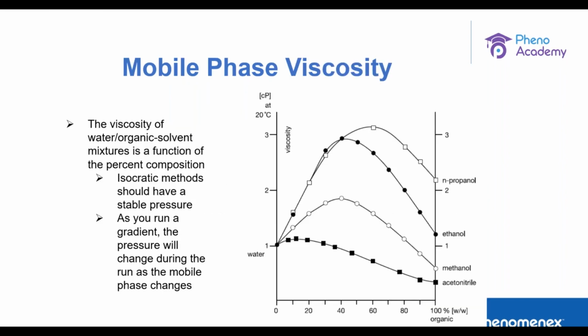As I mentioned at the beginning with the formula of the column pressure, mobile phase viscosity will be one of the major factors causing the pressure problem. This comparison diagram shows the viscosity of the water-organic solvent mixture as a function of the percent composition. An isocratic method should have a stable pressure. As you run a gradient, the pressure will change during the run as the mobile phase changes. Acetonitrile is a favorite mobile phase of LC because acetonitrile has greater elution strength, lower UV absorbance, lower viscosity, and also lower pressure.